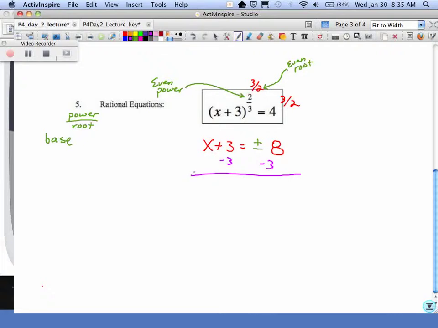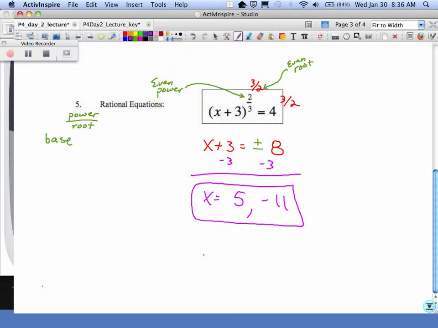What's negative 3 plus 8? What's negative 3 minus 8? 5 and negative 11. So if you plug it back in, what's 5 plus 3? 8. What's the cube root of 8? 2. Then square it. I get 4, so that works. Put in negative 11. What's negative 11 plus 3? Negative 8. What's the cube root of negative 8? Negative 2. What's negative 2 squared? 4. So they both work. No extraneous solution.